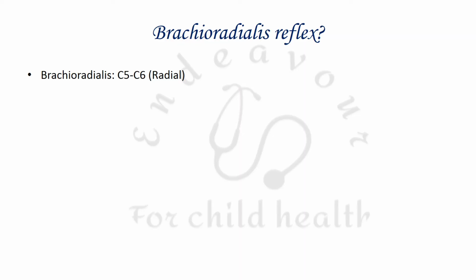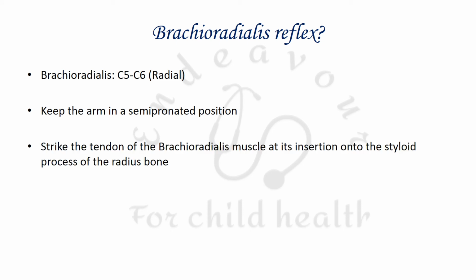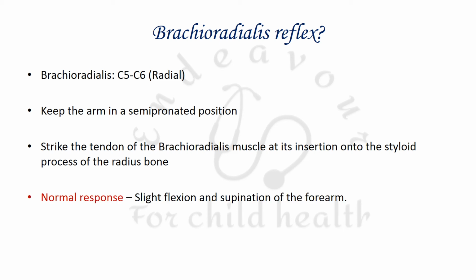The brachioradialis is C5, C6 or radial. Keep the arm in a semi-pronated position. Strike the tendon of the brachioradialis muscle at its insertion onto the styloid process of the radius bone. The normal response consists of slight flexion and supination or pronation of the forearm.